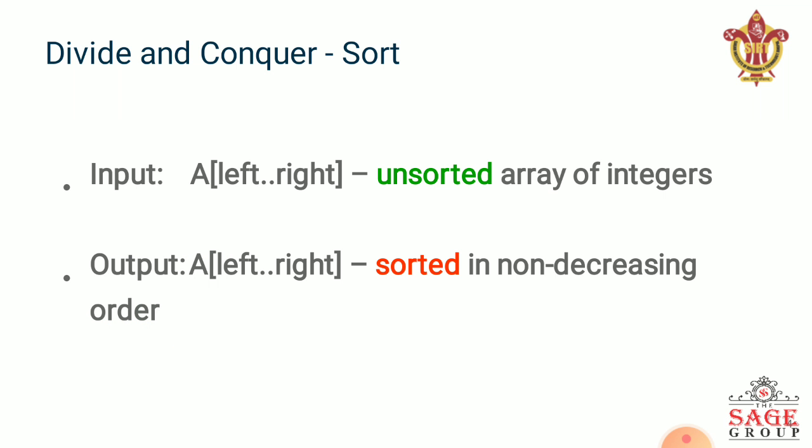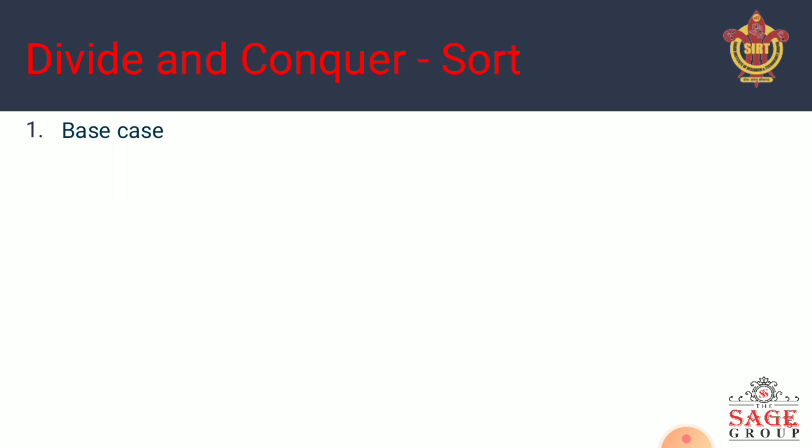Now divide and conquer can be applied for sorting. In sorting, the input is an array given with indexing from left to right, which is unsorted. In the output, the same array is returned, but the unsorted array is converted into sorted form, in non-decreasing order. So this is the idea in quicksort, which is based on divide and conquer.